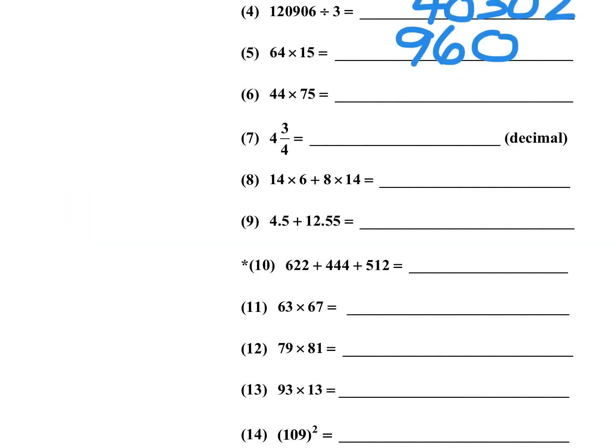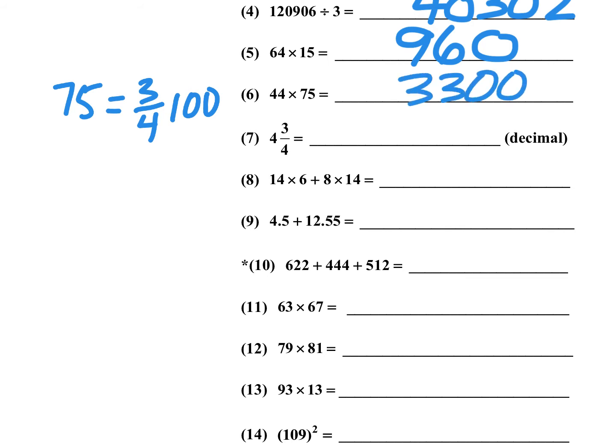For number 6, 44 times 75, think of 75 as 3/4 of 100. So what I'm going to do is take 3/4 of 44, which is 33, times 100. So it'd be 3,300. Number 7, 4 3/4 as a decimal. 3/4, you should know that's 0.75, so 4.75.